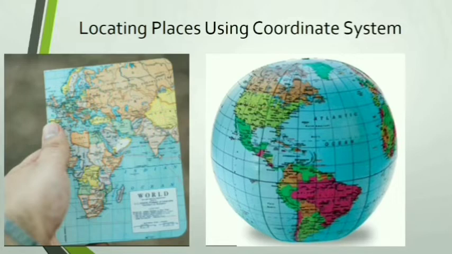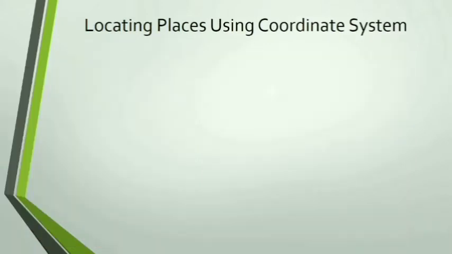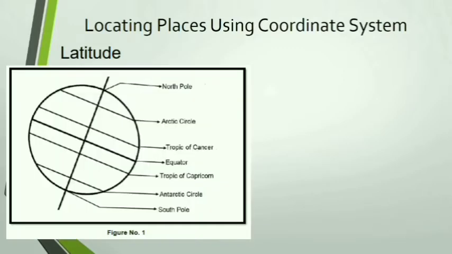These lines are called the imaginary lines. They are the latitude and the longitude, measured in degrees. The imaginary lines are the lines used in locating places on Earth. Now, let's start with the latitude. Latitude is a horizontal line that runs from east to west of a map or a globe.